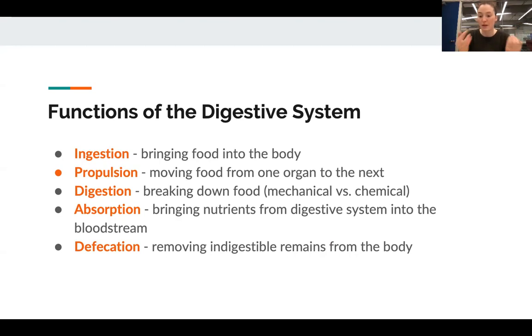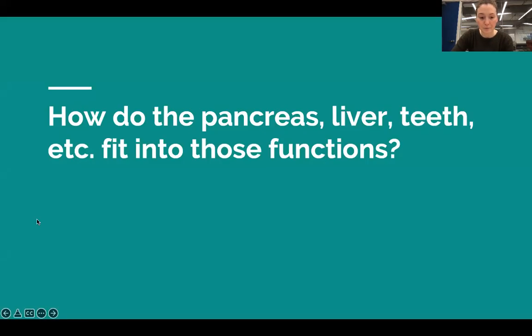That's good and all, but at the end of the day, the point of the digestive system is to absorb those nutrients into your body for use, all right? So we need to absorb and do absorption. That happens significantly in the small and large intestine. And then there's defecation, which is we're removing the unusable or indigestible parts from the body.